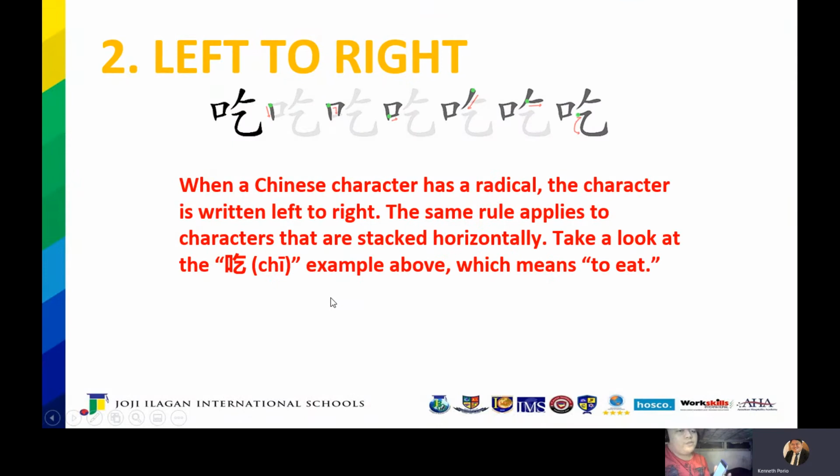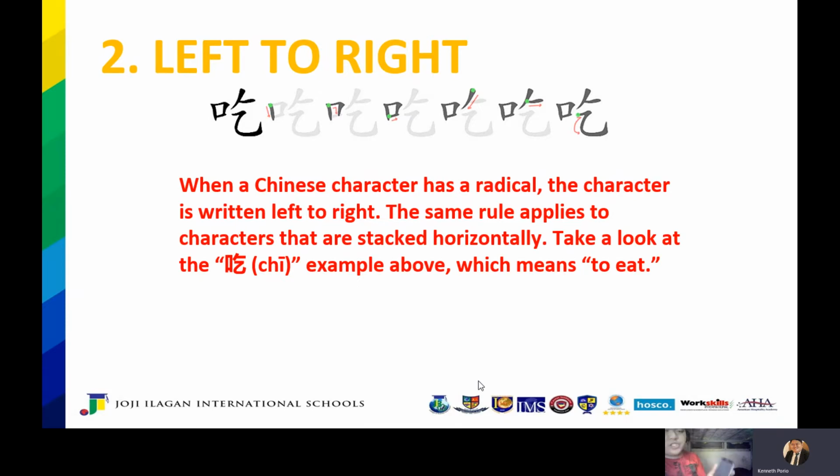Number 2, left to right. When a character has a radical or a base character, the character is written from left to right. The same rule applies to characters that are stacked horizontally. Take a look at the word chi, which means to eat. This is how you write it in order.